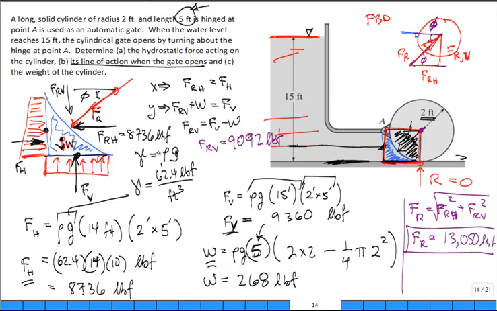We calculated this one to be 9092, this one to be 8736. So phi is the inverse tan, or arctan, of 9092 divided by 8736, and you calculate something. Do you get that number for me? Does all that make sense?